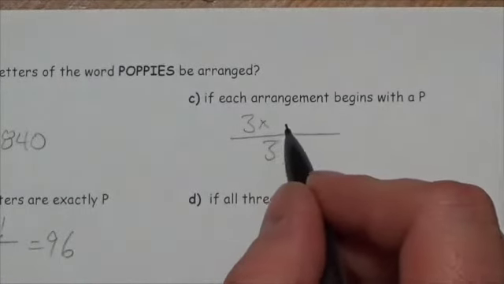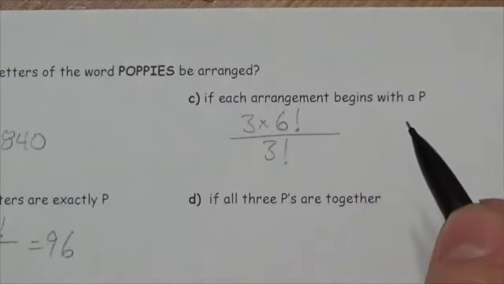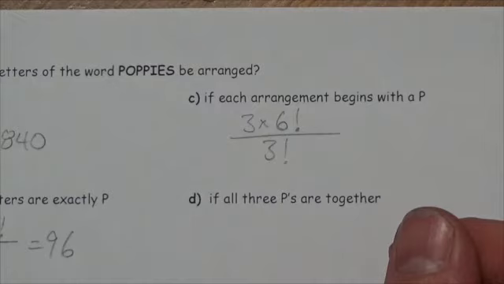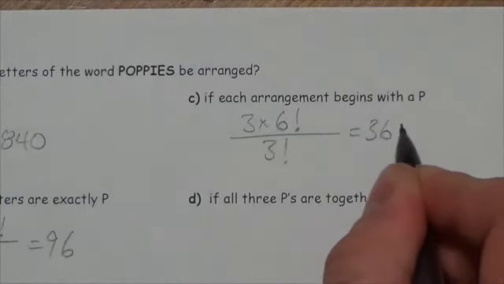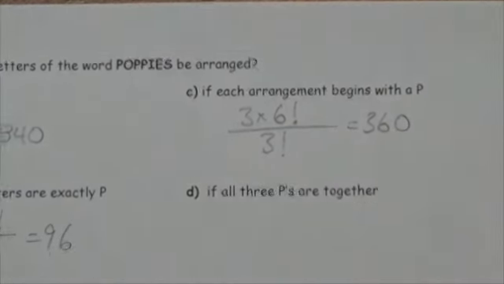So what that's going to leave us with here is there's going to be 6 letters left over, and we're going to have to permute those. And so this will be 3 times 6 factorial divided by 3 factorial. And it turns out there are 360 unique permutations that begin with a p.